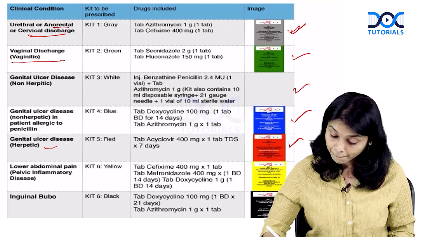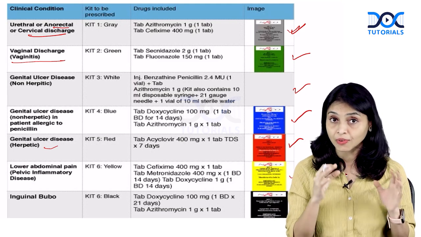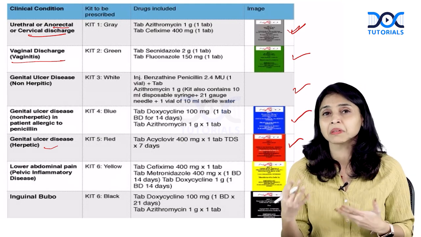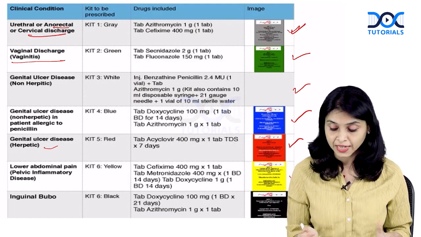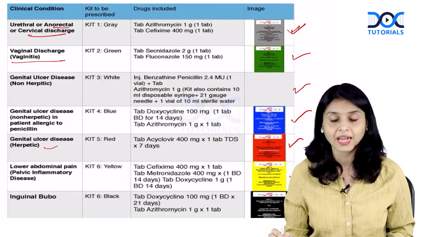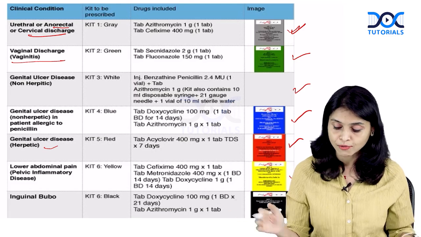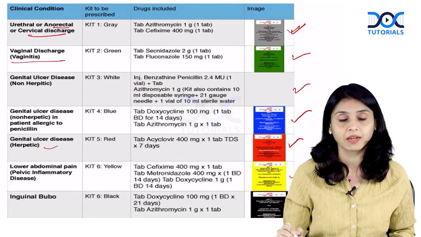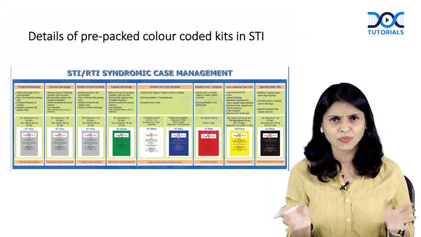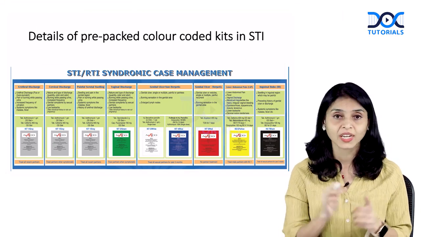Then PID. This was the answer some had thought, because if there is cervical ulcer, then there is vaginal discharge, it could be PID. Then yellow, then inguinal bubo is black. So from the recollection of majority of students, I would go for green. Okay. And these details also we have already gone through in the class. So let's go to the next one.